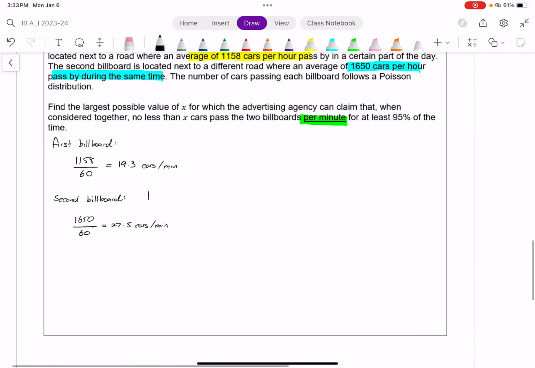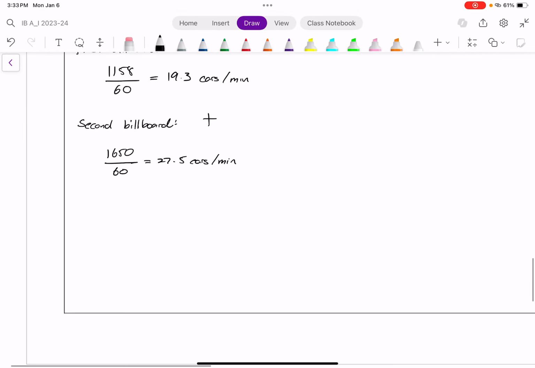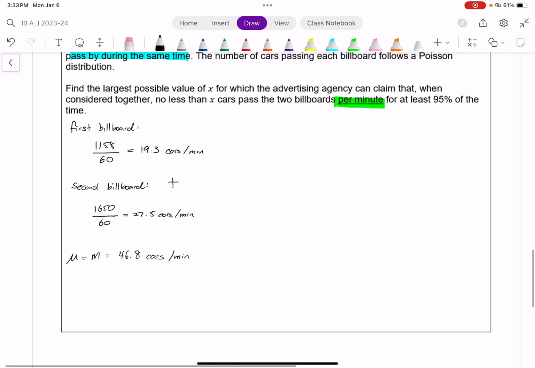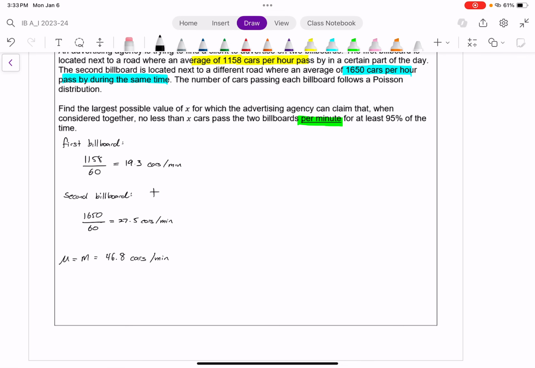So put these together, and we can see our average. So μ, whatever you want to use, together is 46.8 cars per minute. That's the average rate of cars at these 2 billboards together. All right, so we want to find the probability where it's at least 95%. What's the largest number for X, the largest number of cars we can claim accurately will pass, at least 95% of the time.